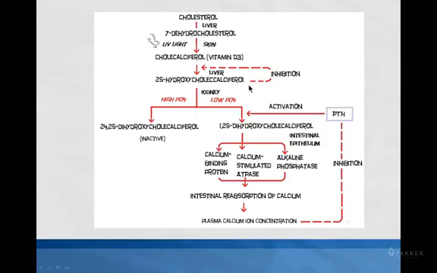In the kidney, this 25-hydroxycholecalciferol will be converted to 1,25-dihydroxycholecalciferol using an enzyme called 1-alpha hydroxylase. And this is favored under conditions where there's lower phosphate levels. If phosphate levels are too high, you'll convert it to an inactive form.